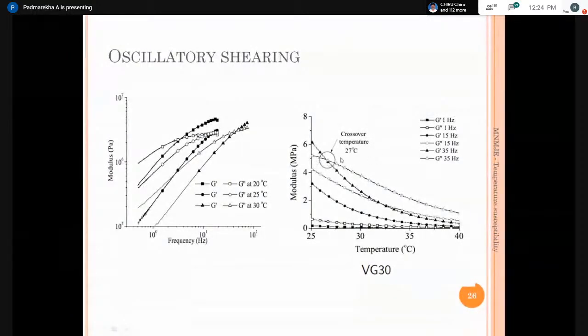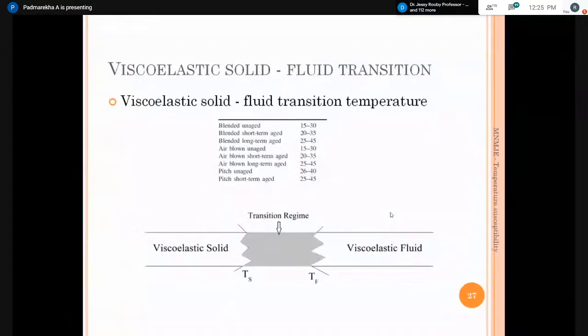For this material, VG30, it happens at 27 degrees Celsius. So above 27, fluid behavior or viscous behavior dominates, and below 27 degrees, solid behavior dominates. This characteristic behavior depends on the frequency of testing. The frequency can be related to the speed of a vehicle. So high frequency represents a high speed vehicle, and low frequency represents a low speed vehicle.